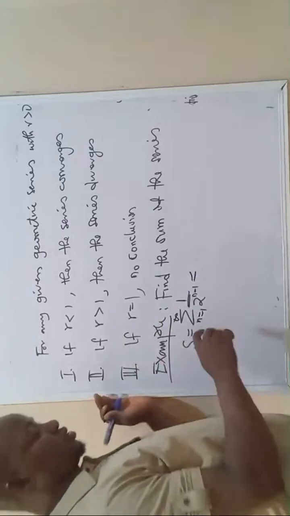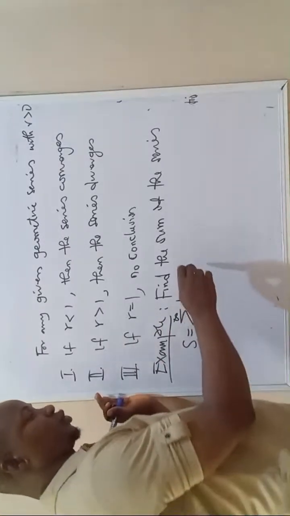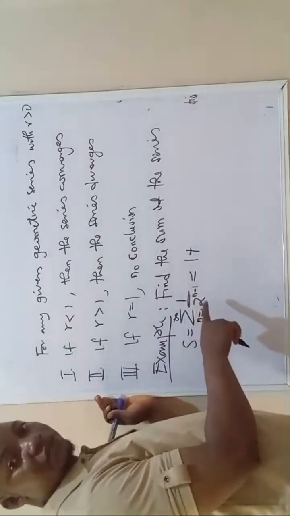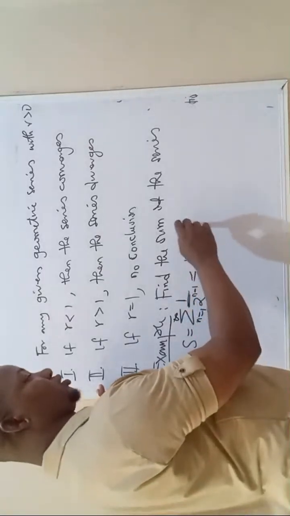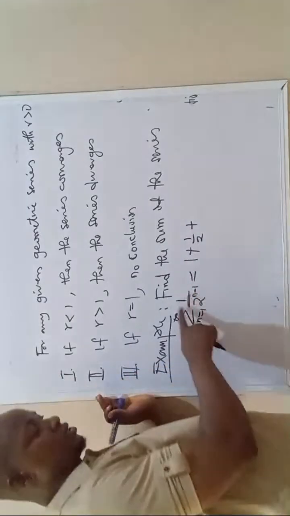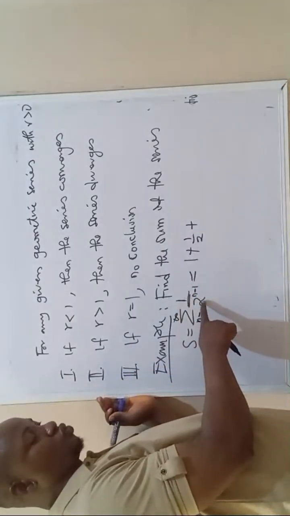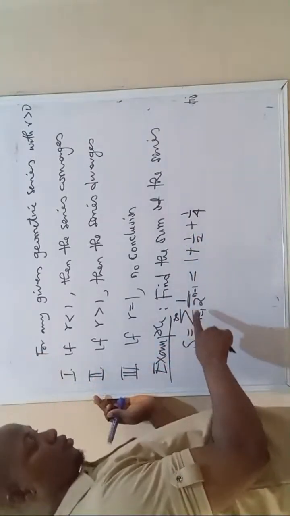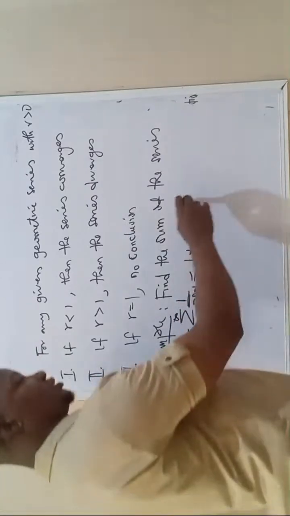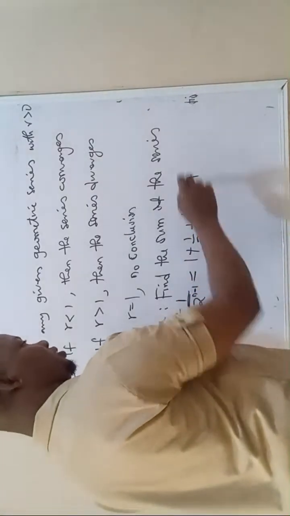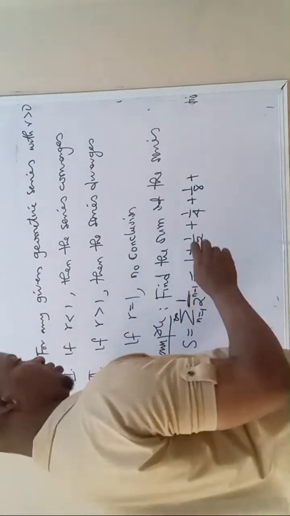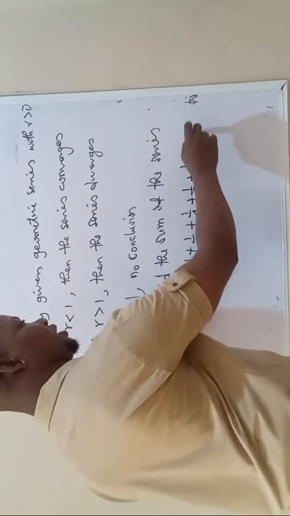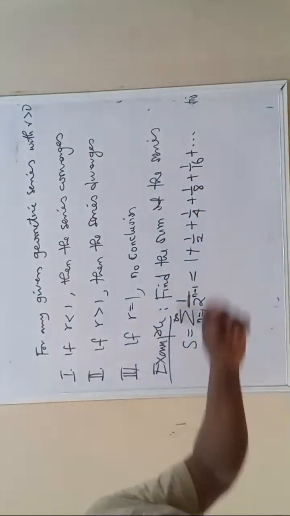the series actually is. When n is 1, the first term here will be 1, plus when n is 2, it will be this. When n is 3, this will be 1 over 2 raised to the power of 2. That will be 1 over 4. When n is 4, this will be 1 over 8. The next thing will be 1 over 16, and this goes like that. So this is how this series looks like.